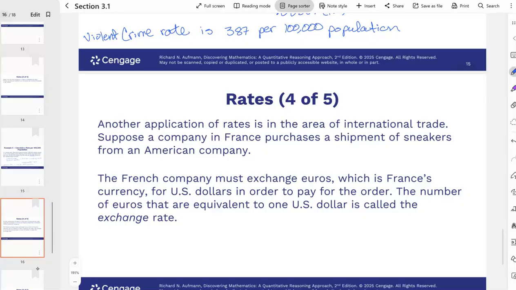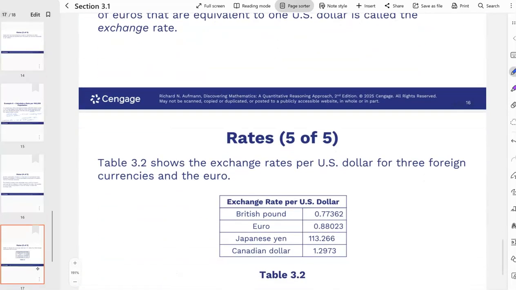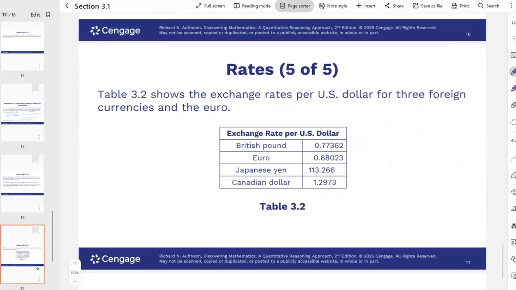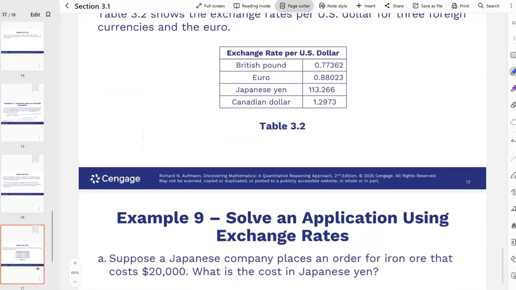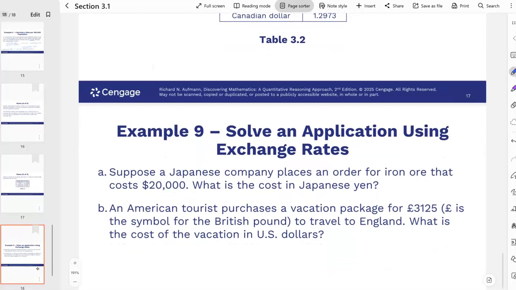Another application of rates that we see is in the area of international trade. So suppose there's a company in France that purchases a shipment of sneakers from an American company. Then we're going to have to convert back and forth between the two currencies. So we've got an example of exchange rates on this slide. We've got the British pound. This is per US dollar. We've got euros, Japanese yen, and Canadian dollars. So let's look at a few examples.